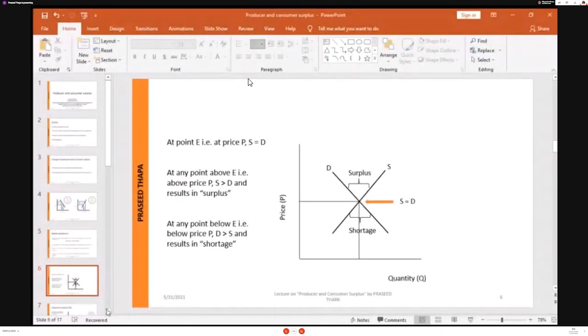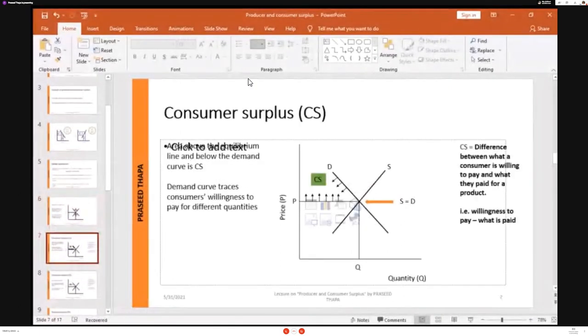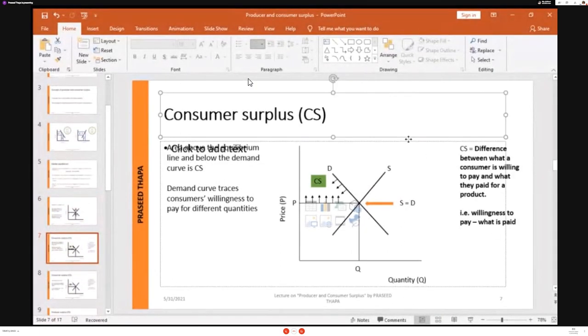Okay, done with this concept. Now let us move towards the concept of consumer surplus. Now what is consumer surplus here? Let us see the concept of the consumer surplus.